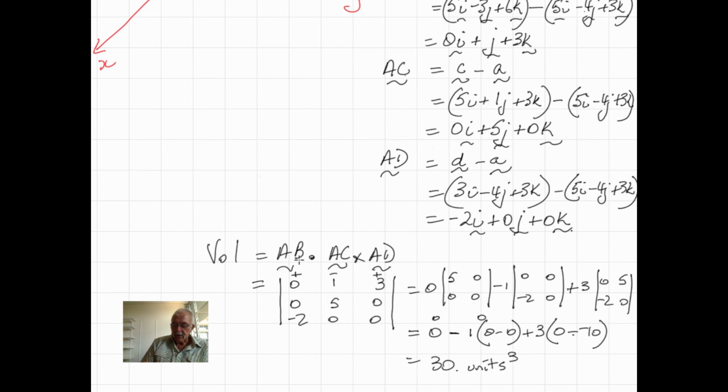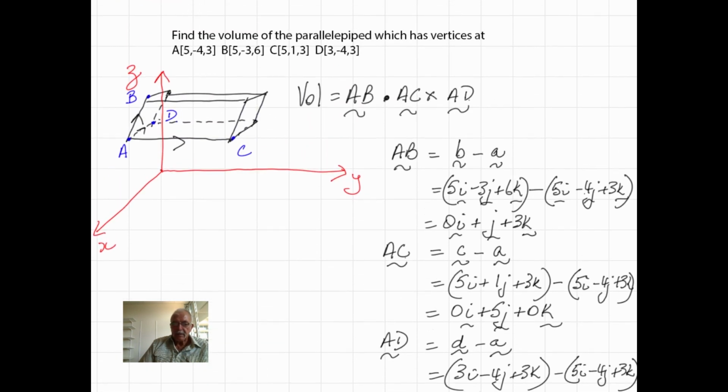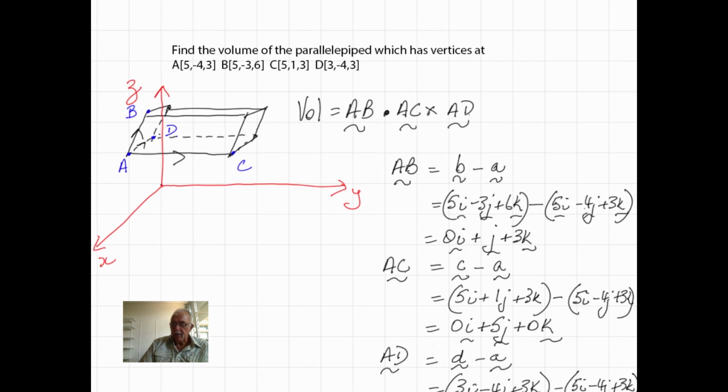So the scalar triple product is used, the answer is a scalar, and it is used to calculate the volume of a parallelepiped. Don't forget, if we've just got the points in three-dimensional space, we've got to work out the position vectors of those points, but then to get the vectors, we've got to get the displacement vectors, and it's always the position vector of the second one minus the position vector of the first one.